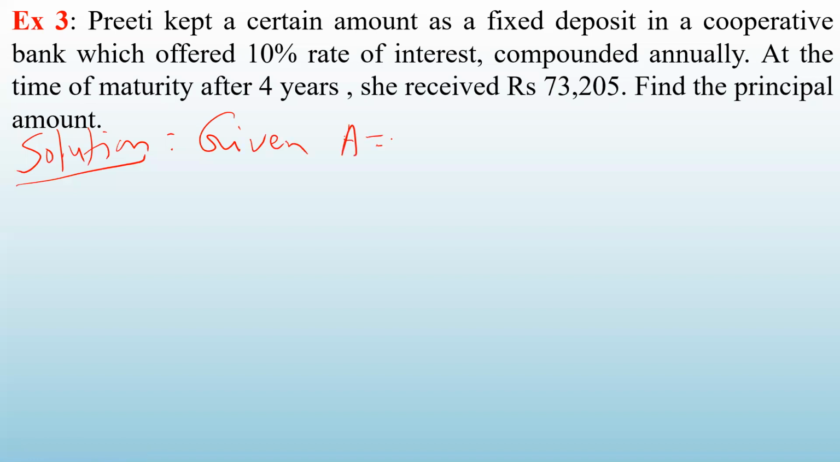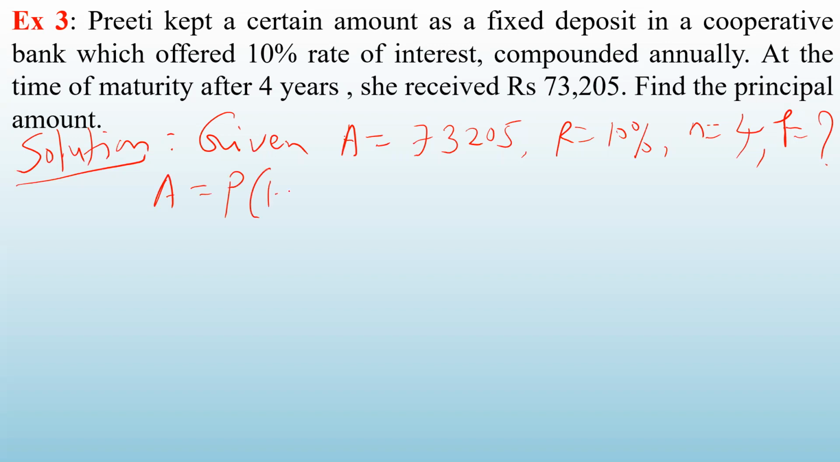So here you are given the accumulated value as 73,205. The rate of interest R is 10%, and N is 4. What you have to find out is the principal amount, so you have to find the value of P. As I told you, in the formula of amount, 4 unknowns are there. If you know any 3, you can find the fourth one.